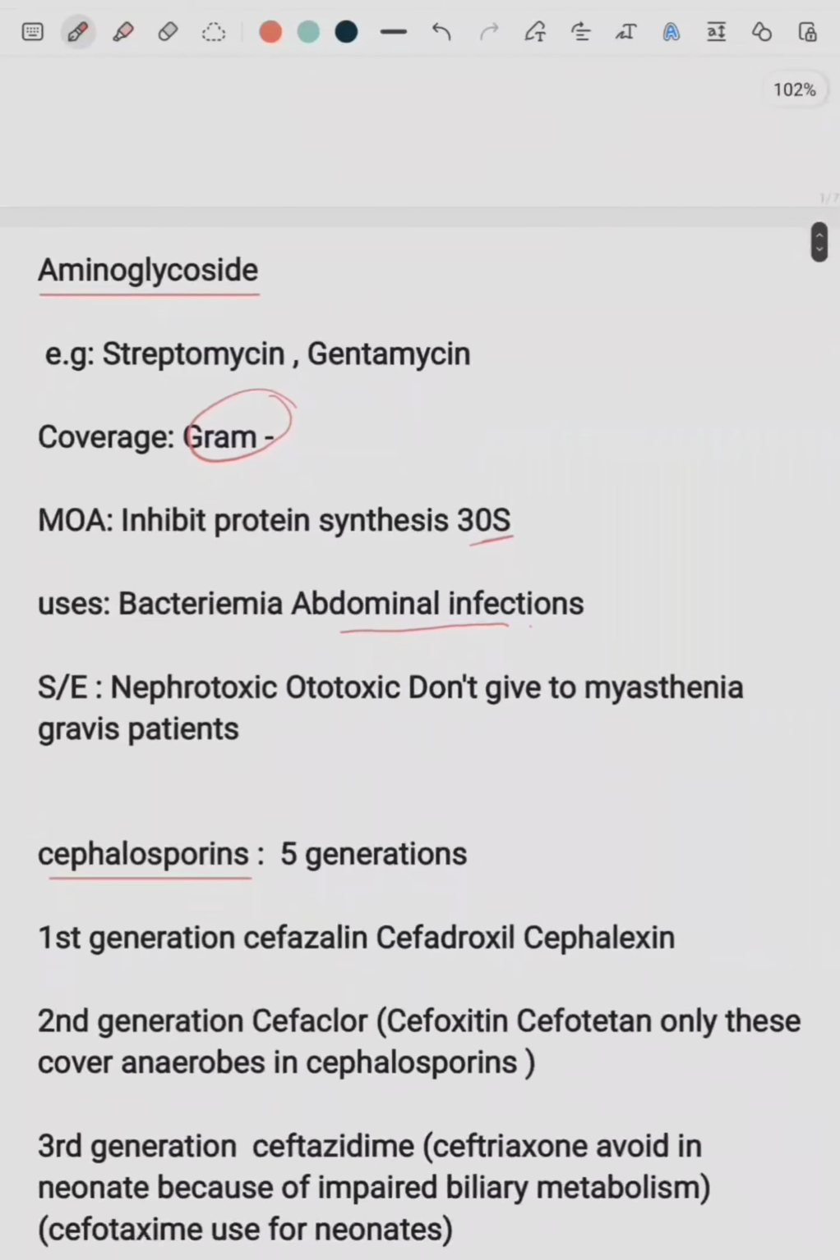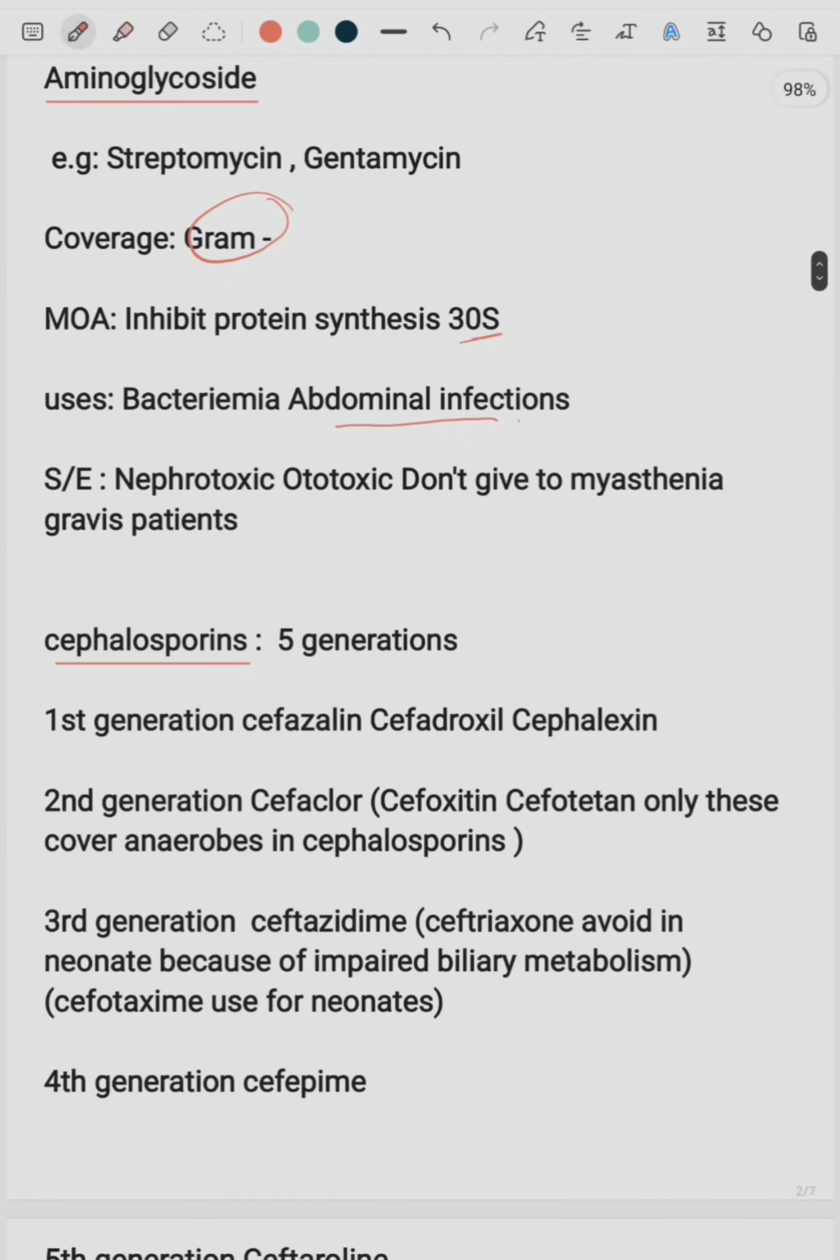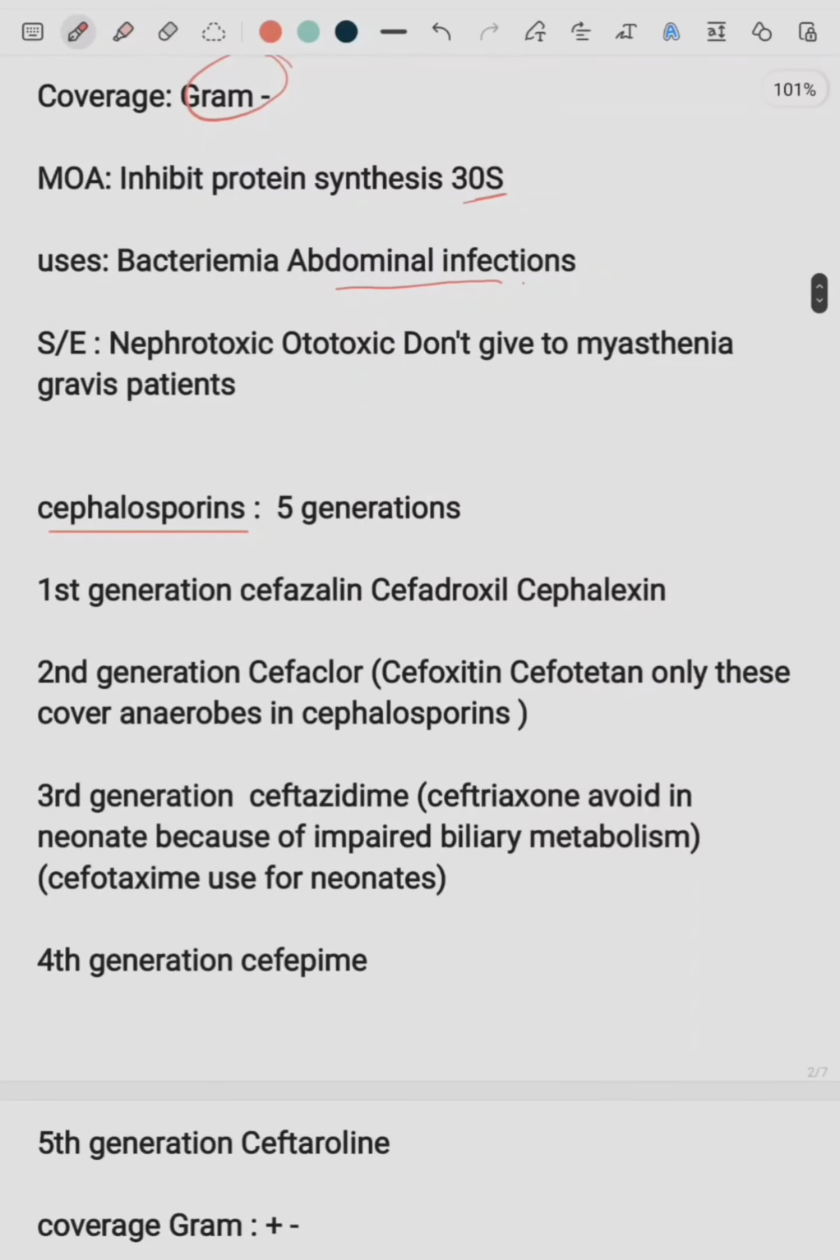Next is cephalosporins. Actually, these are in 5 generations. First generation is cefazolin, cefadroxil, and cephalexin, and second generation is cefaclor, cefoxitin, and cefotetan. Only these cover anaerobes in cephalosporins. Next is third generation: ceftazidime and ceftriaxone. Ceftriaxone is avoided in neonates because of impaired biliary metabolism, and cefotaxime is used for neonates instead of ceftriaxone.